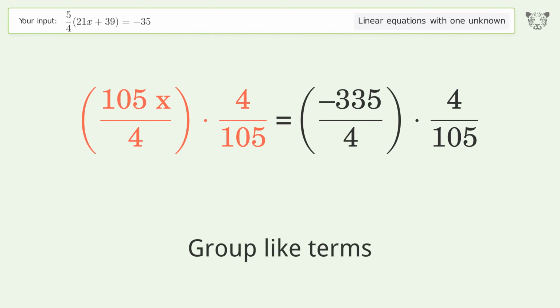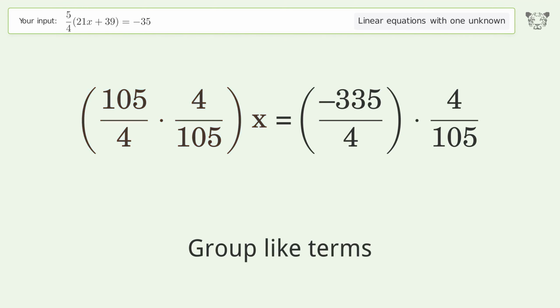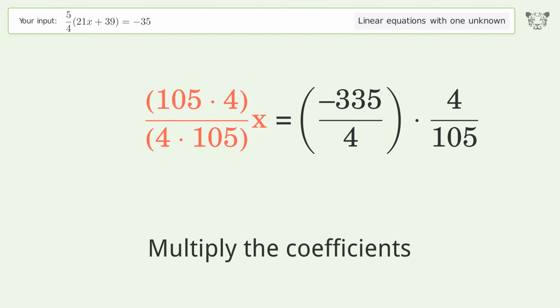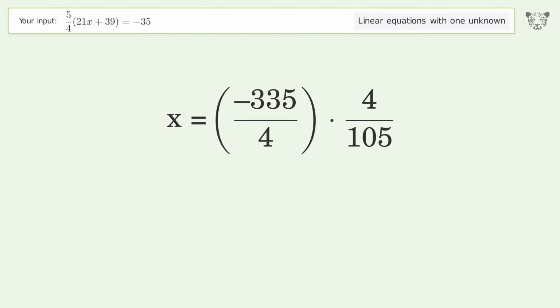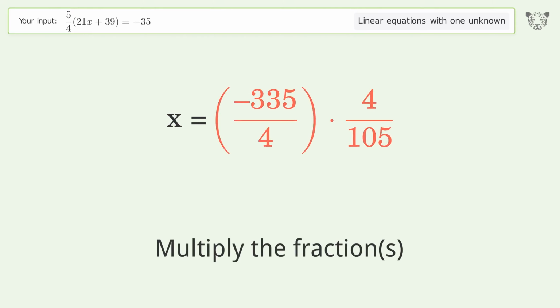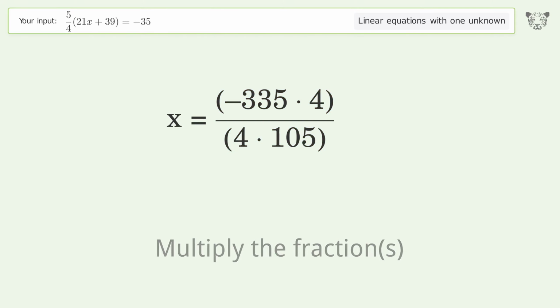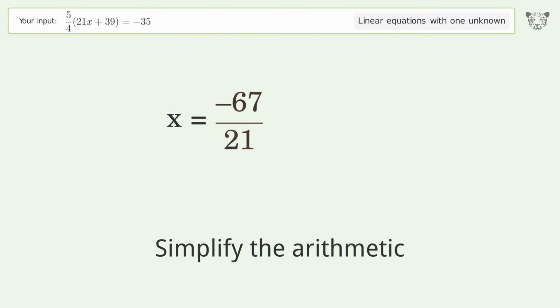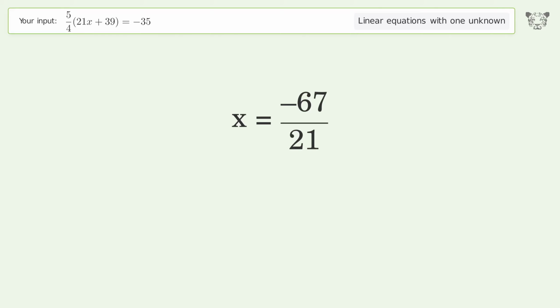Group like terms. Multiply the coefficients. Simplify the fraction. Multiply the fractions. Simplify the arithmetic. And so the final result is x equals negative 67/21.